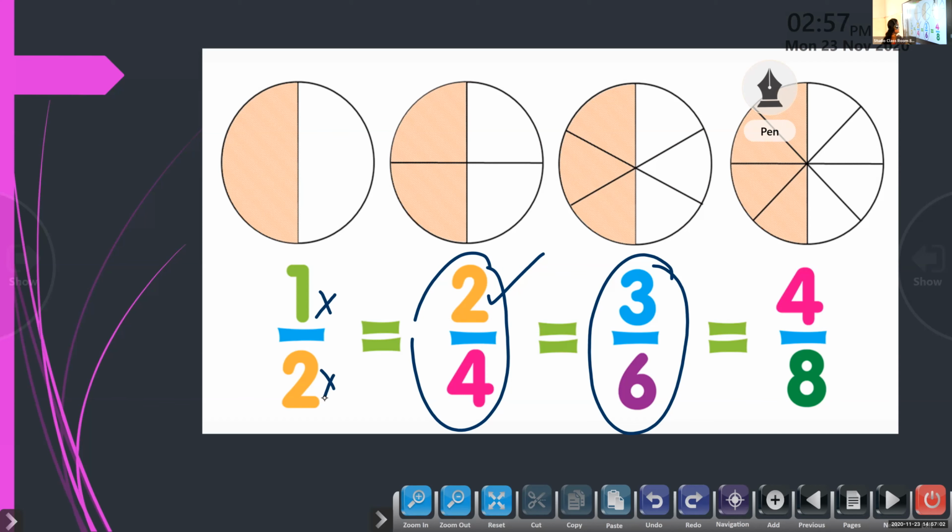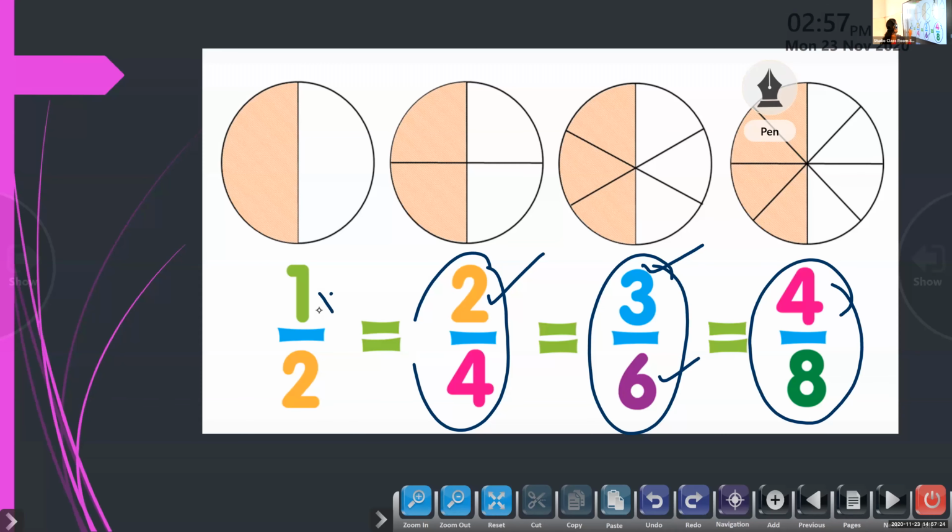1 into 3 is 3. What about 2 into 3? 6. So 1 into 3 is 3 and 2 into 3 is 6. So 2 by 4, 3 by 6 and 1 by 2, they are equivalent fractions. What about the last fraction, 4 by 8?